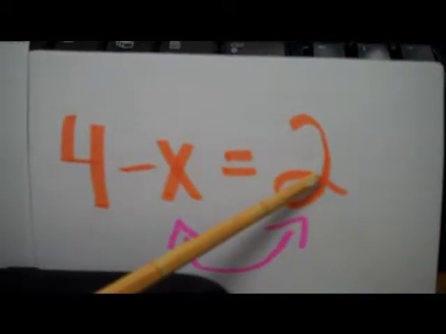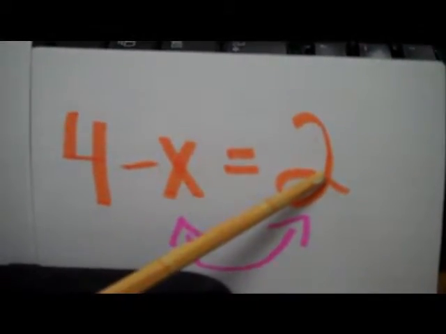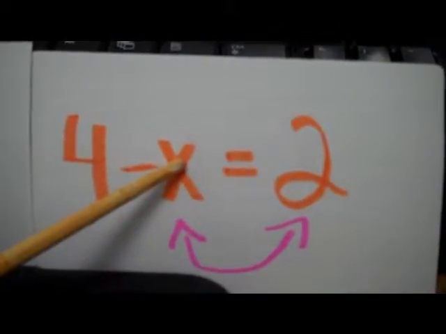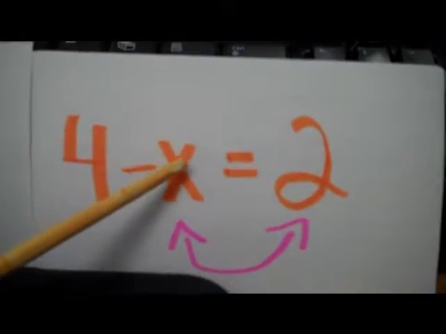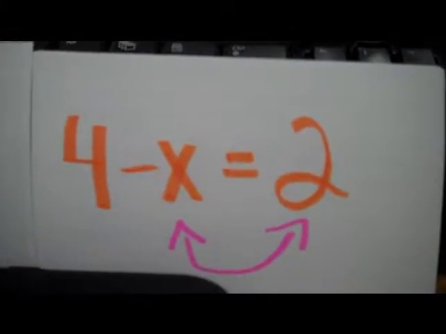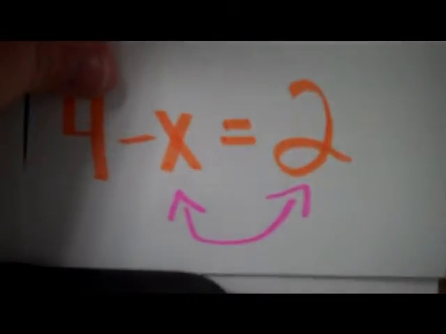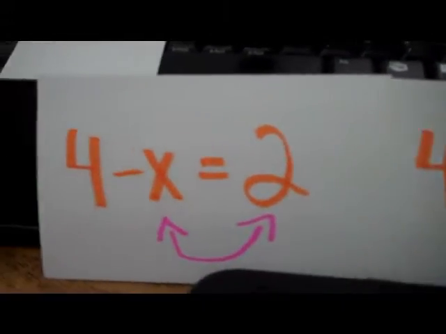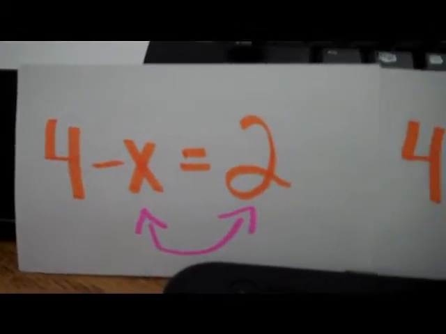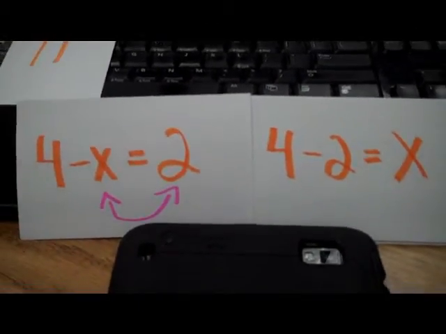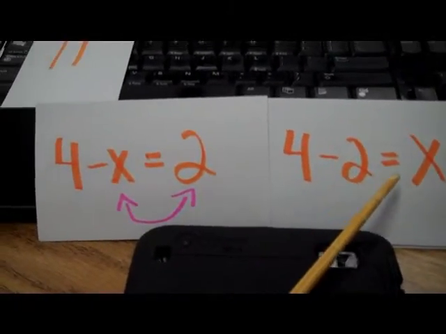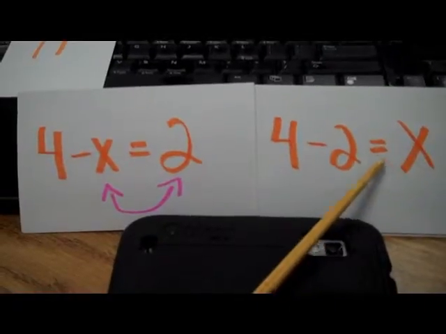Now the 2 is positive. There's no minus sign in front of it. And when it comes on this side of the equals, it needs to be a negative 2 or a minus 2. So they just need to change values. And here's what it's going to look like when we're finished. We switch that x and 2, and the 2 now has a negative in front of it, and the x is now positive. Okay?